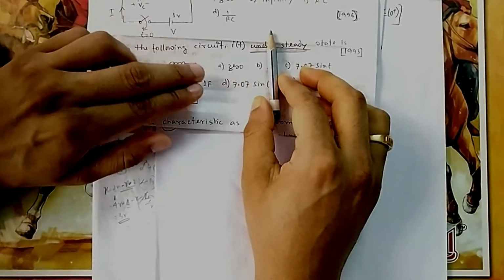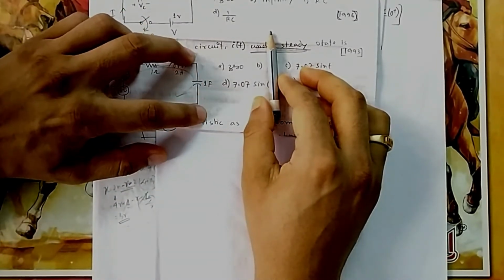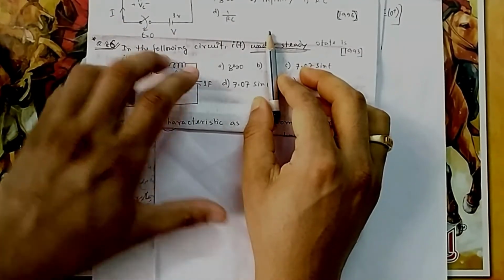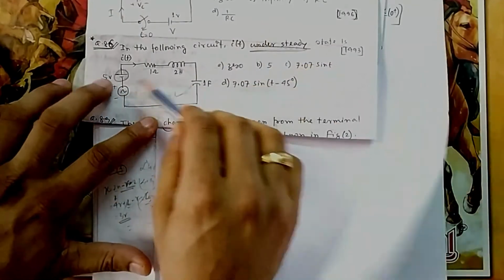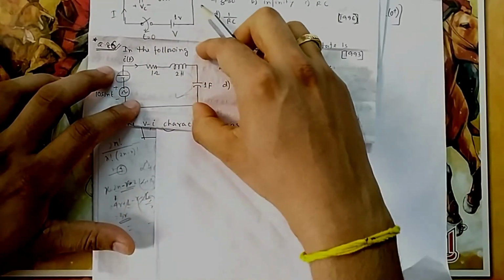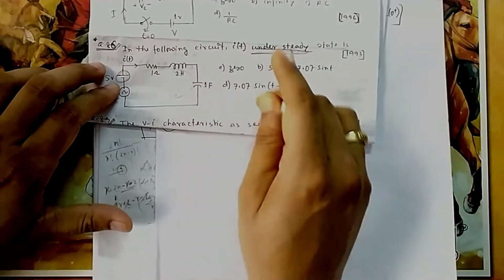Initially it will be short, then it will gradually open. And an inductor is initially open, then just the reverse of a capacitor. So if you keep it on for infinite time, this capacitor will open, so no current will flow. So in steady state, due to 5 volt, the current is 0.